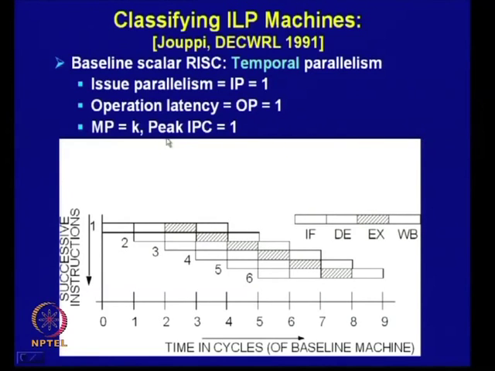And we have already seen that peak IPC is instructions per cycle. It is just the opposite of CPI, cycles per instruction, and peak IPC is equal to 1. So, this we shall use as our reference. There was a paper published by Joe P. He classified various ILP machines. And this is the first classification, where he classified the baseline scalar processor, and these are the various parameters for that processor.